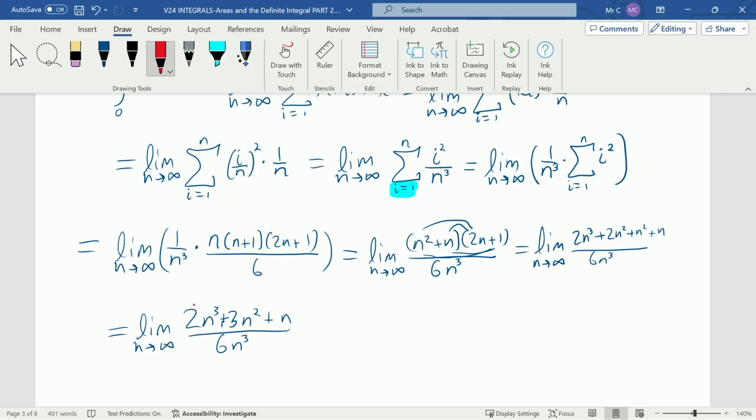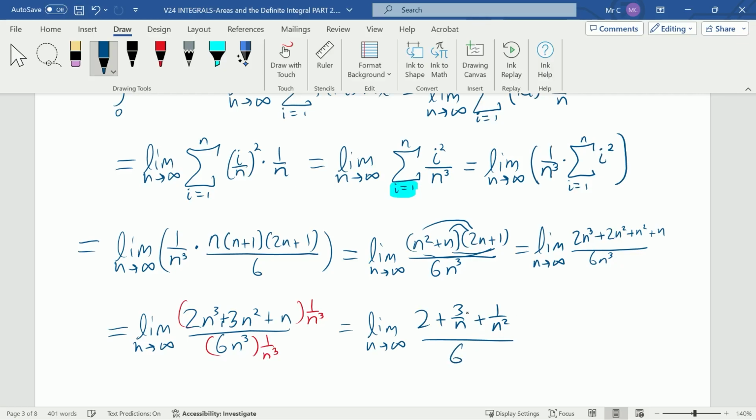And now I take the same approach to evaluating this type of limit that we did at the beginning of the class. I multiply by 1 over n cubed, top and bottom. And then these terms go to 0. So I get left with 2 over 6, which is 1/3. Hey, that's exactly what we thought it would be. We were right. Great job.